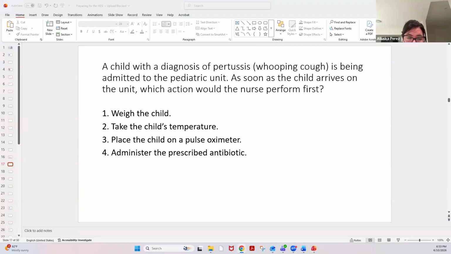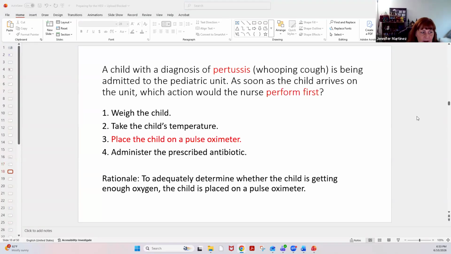8. That's 4. I think it's 3. All right. So 3 is correct. So pertussis is also respiratory, right?